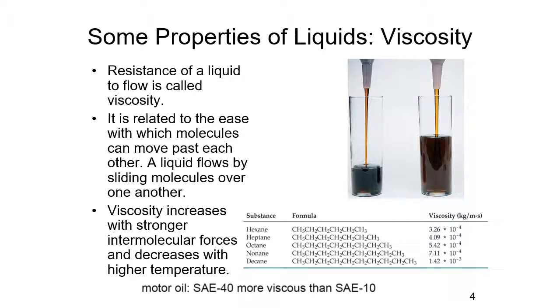We think about viscosity a lot when we think about plasma and about blood. Resistance of a liquid to flow is called viscosity, and it's related to the ease with which molecules can move past each other. So a liquid flows by sliding molecules over one another. Viscosity increases with stronger intermolecular forces and decreases with high temperature.